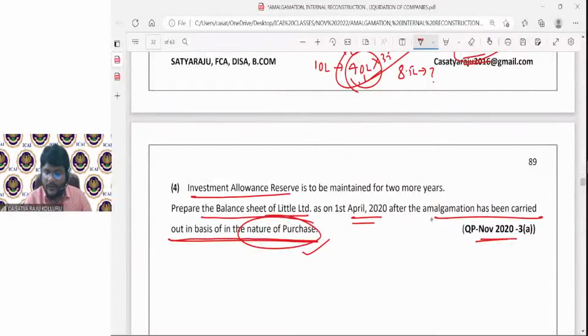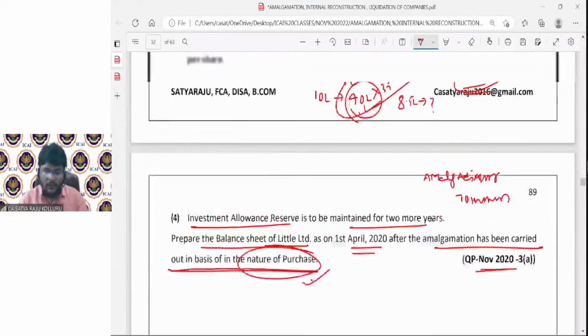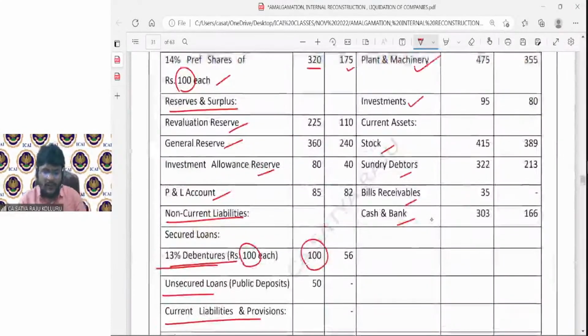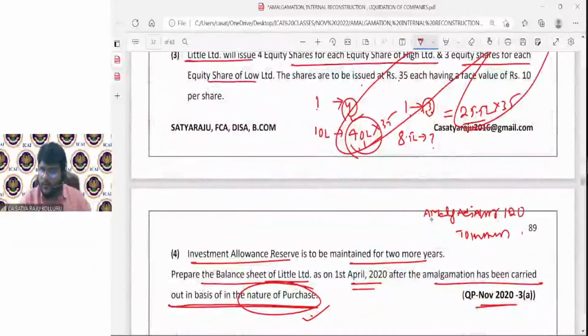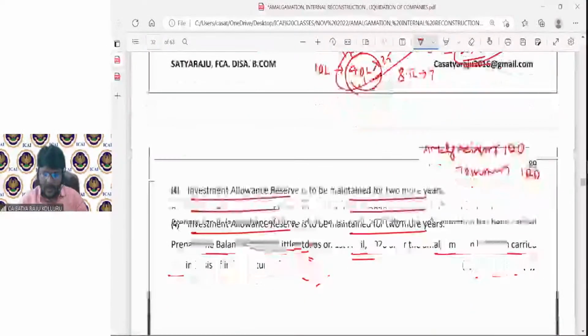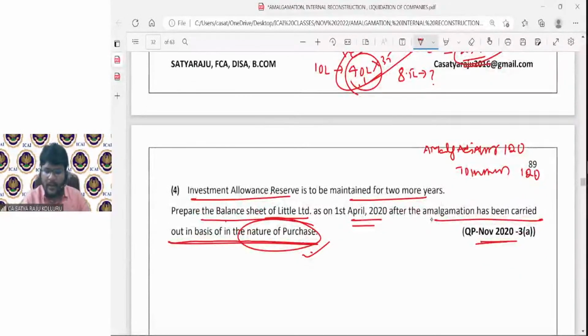Investment allowance reserve is to be maintained for 2 more years. Sir, it was already given that the method is purchase method. To maintain the investment allowance reserve, you need to pass one entry: amalgamation adjustment account debit to investment allowance reserve account. So how much is the investment allowance reserve given here? 80 plus 40, which is 120 lakhs. Rupees in lakhs only, simply you can put 120. Am I right? Okay. Now I only need to prepare the balance sheet.